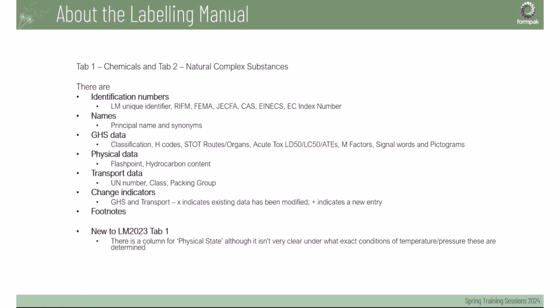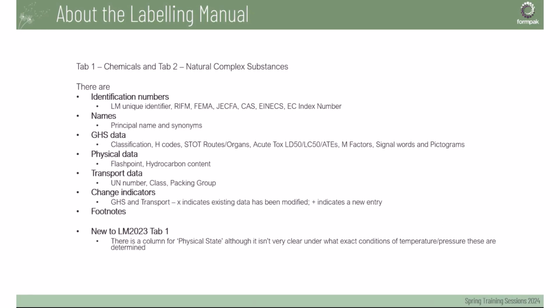So in tab 1 and tab 2, they have quite similar data. So there are identification numbers to identify the chemical or natural complex substance, names, the GHS data, physical data such as flash point and hydrocarbon content, transport data, and there are change indicators to indicate what's changed since last year's labelling manual. There are footnotes which give additional information for some entries.